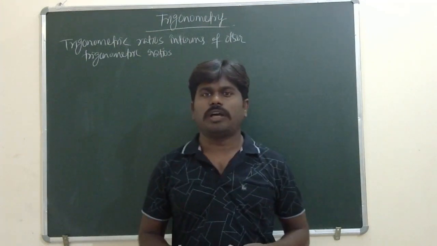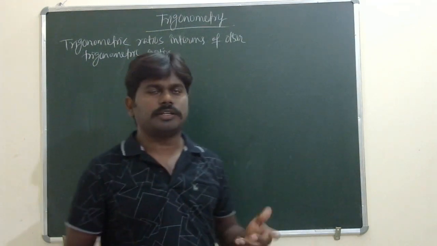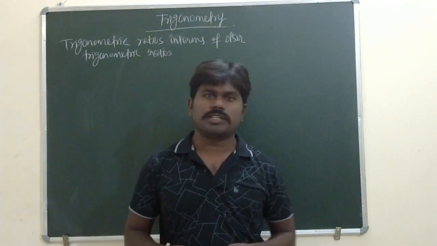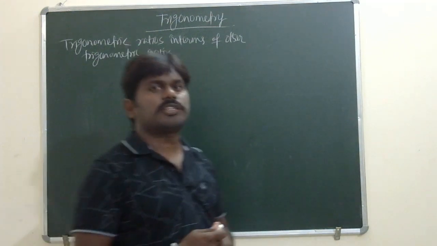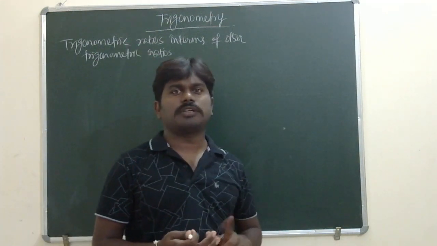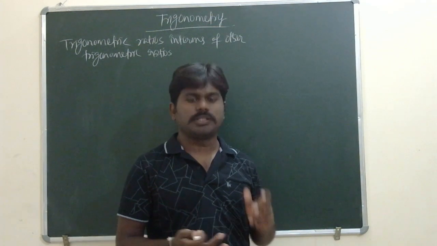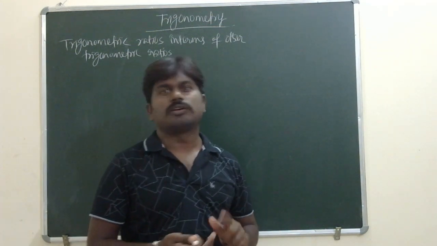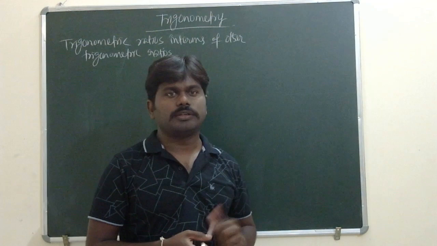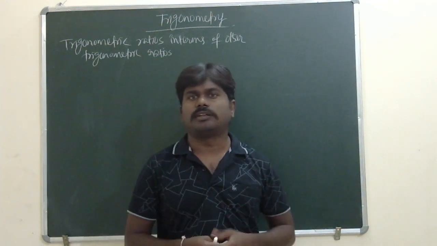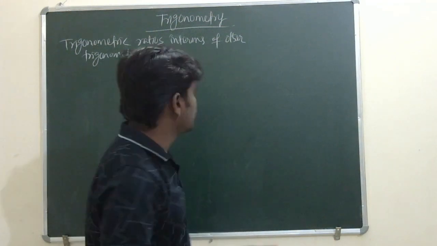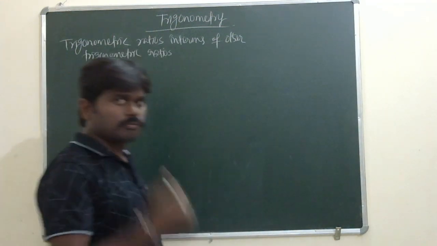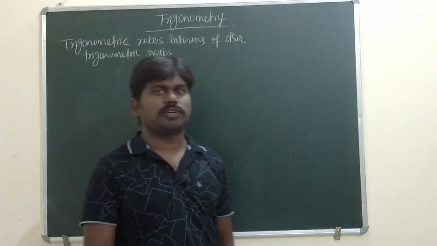So in this video, I am going to explain trigonometry, and the subtopic is trigonometric ratios in terms of other trigonometric ratios. That means here we will try to express sin theta in terms of the remaining trigonometric ratios, in terms of cos, tan, cosecant, secant and also cot. Respectively, we will see the remaining trigonometric ratios in terms of other trigonometric ratios. First of all, let me express sin theta in terms of other trigonometric ratios.